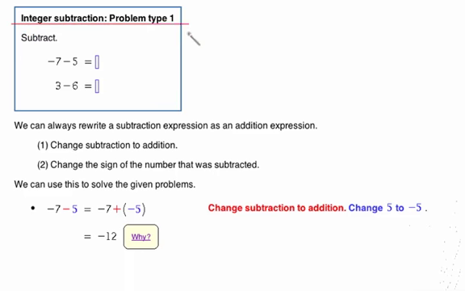Here we're going to look at integer subtraction, problem type 1. So all we're going to do is just subtract: -7 minus 5 and 3 minus 6.